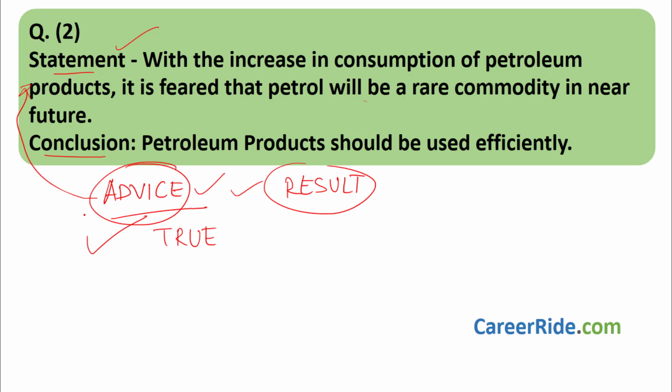Okay. But please remember that the advice or the result should be related to the statement. This is the primary thing. The conclusion which is given should always be related to the statement. You cannot have, like, over here they have given an increase in consumption of petroleum products, and the conclusion they have given is use solar energy or something like that. It is not related to the given statement.